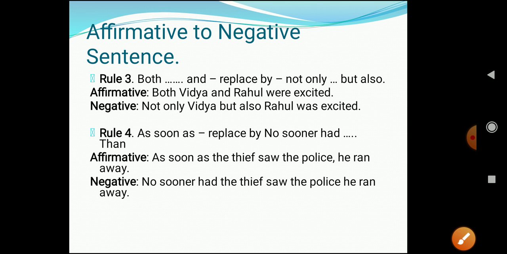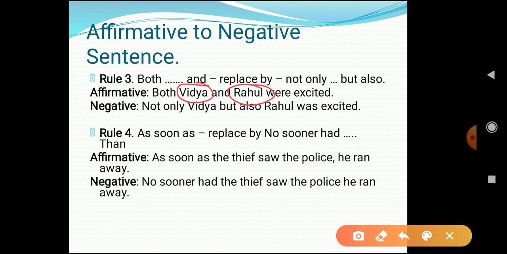Let's see rule number 3. Rule 3 says that if in any sentence both and is used, we have to replace it by not only but also. For example, both Vidya and Rahul were excited. So over here we are talking about two persons, Vidya and Rahul. If we have to convert it into a negative sentence, our sentence will become, not only Vidya but also Rahul was excited. Okay. Now let's see rule 4.